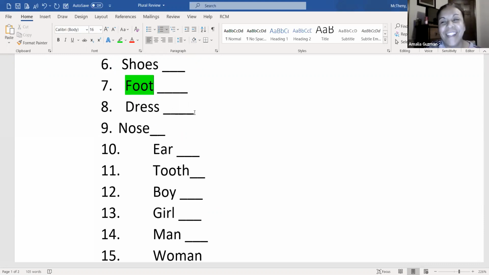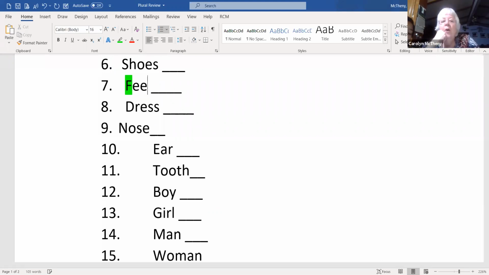How do you make it plural? Feet. No, like feet. Feet is correct. So you go back and you have to add two E's. You make it feet.